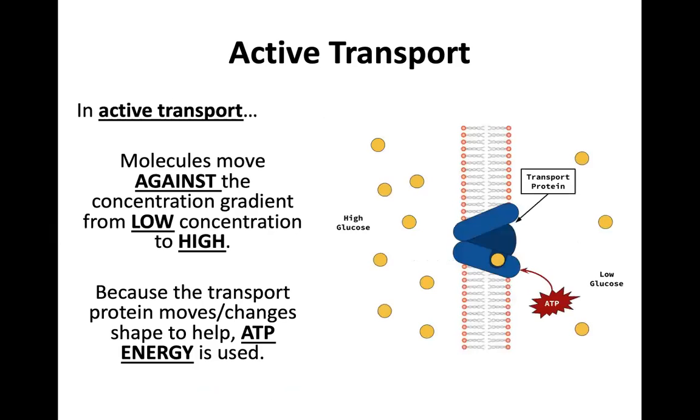So in active transport, molecules move against the gradient because we are going from low to high, okay? And we need energy, and that energy is in the form of ATP, which we have talked about before, okay? That is cellular energy. So remember, active goes against the gradient. Passive is going to go with.